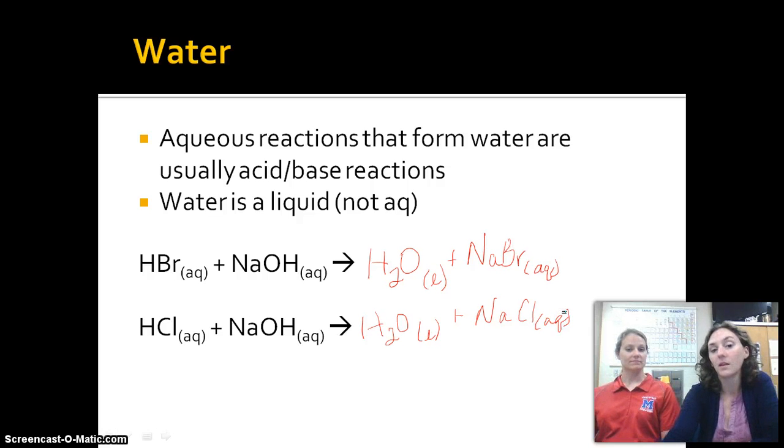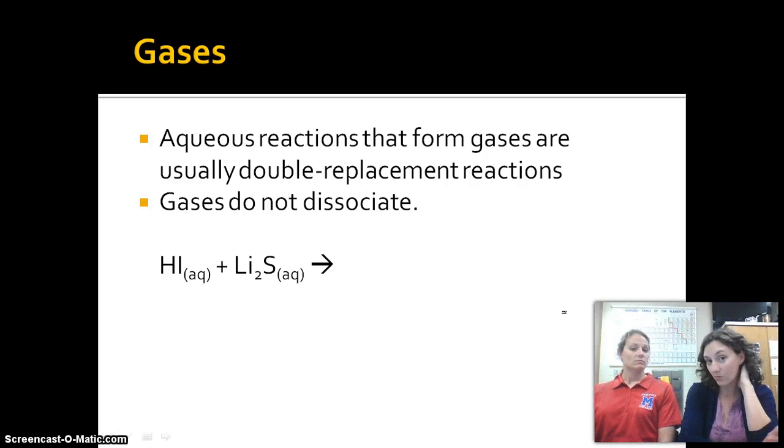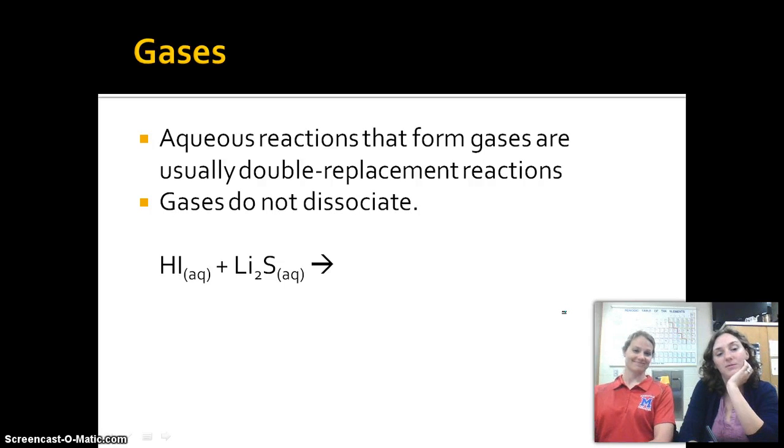Okay, next one. Aqueous reactions that form gases are usually double replacement reactions. So if you're in a lab and you combine two things together and you see smoke or bubbles or things like that, that's going to be an indication that you are forming a gas, right? Okay. So hydrogen, what is that? Hydroiodic acid. Hydroiodic. Always fun to say.